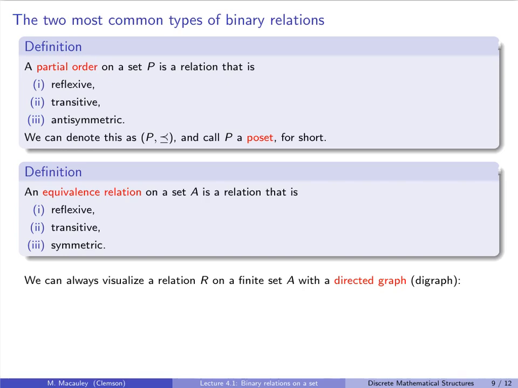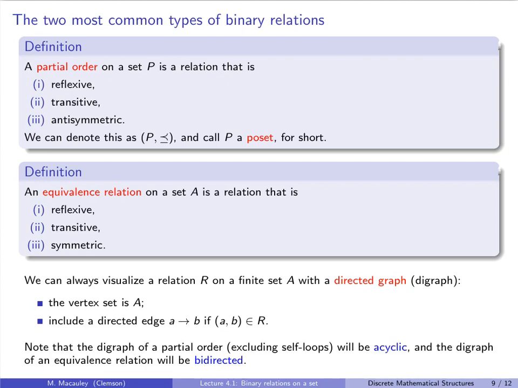As we did on the previous slide, we can always visualize a relation R on a finite set A with a directed graph. Now I say finite set because for some infinite sets, like the real numbers, there's just too many points. You just can't draw all of the arrows. In our directed graph, the vertex set is just our base set A, and we include a directed edge from A to B if A is related to B. Note that the digraph of a partial order, if you exclude self-loops, those are these little edges from a vertex to itself, will be acyclic. That means there are no directed cycles. So you never have anything like this.